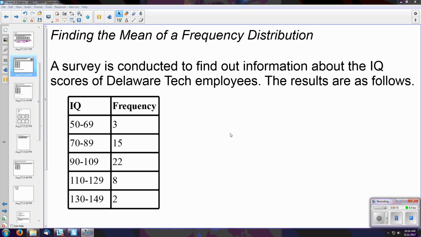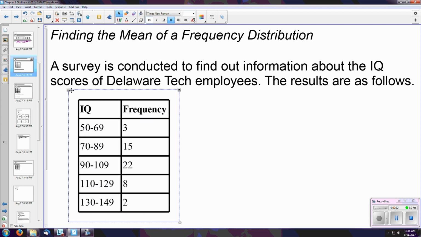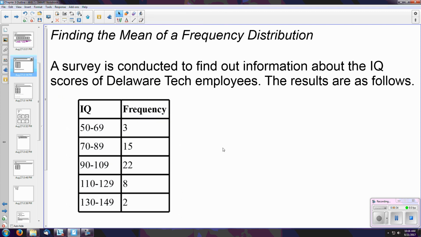A survey is conducted to find out information about IQ scores of Delaware Tech employees. The results are as follows. So right here we identify this as a frequency distribution because we have class intervals. And anytime we have class intervals, one of the first steps before you try and calculate anything is to take a moment and plug in your midpoints.